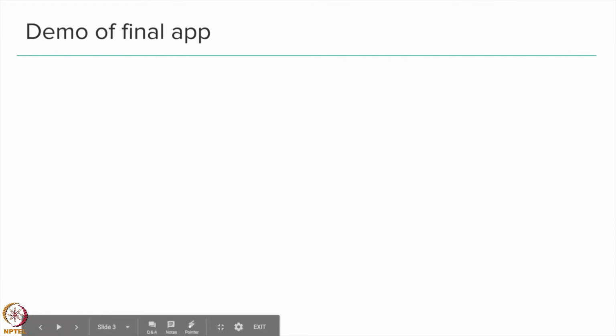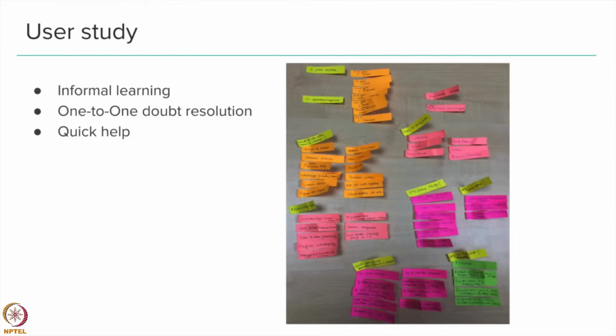So let's look at the steps that we took in order to end up at this application. We performed user studies and contextual inquiries to find out what people wanted from our application. And we realized that they wanted an informal learning platform that provided one-to-one doubt resolution and quick help.